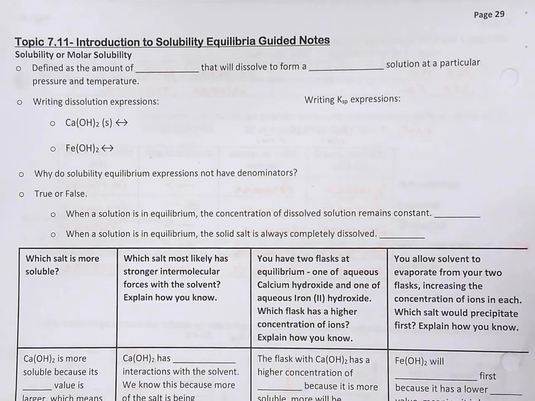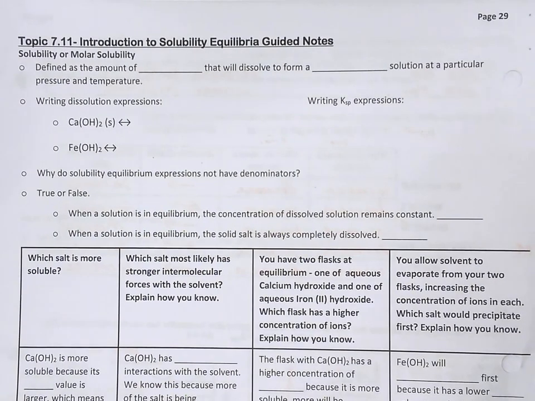Good morning. We are in topic 11 of Unit 7 on equilibrium. We are going to be exploring the solubility equilibria. So we're going to be introducing KSP is what we're talking about today. So first we're going to talk about solubility, or what's also called molar solubility.